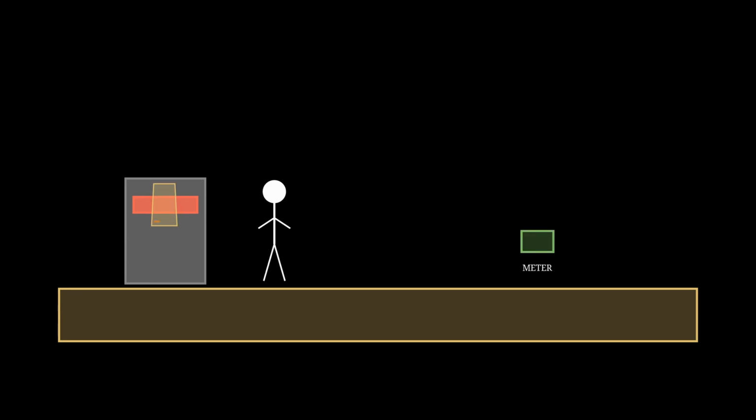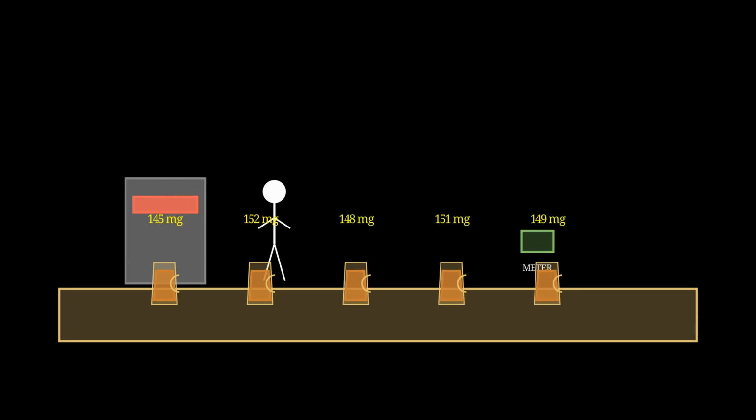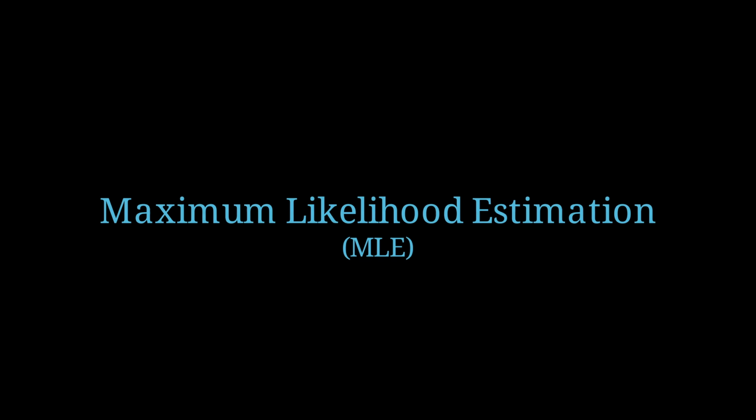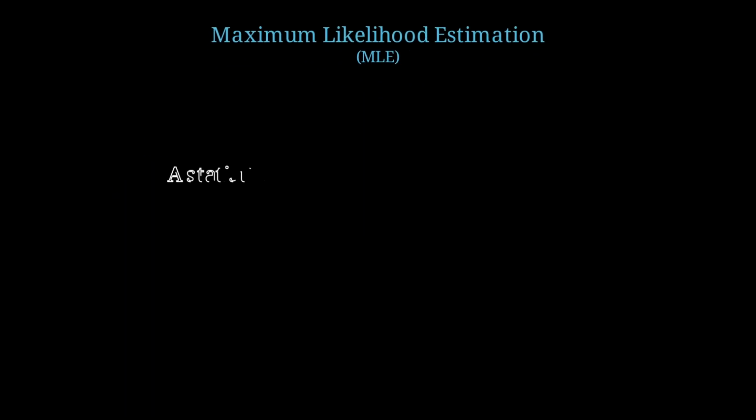Well, one way is to test multiple cups of coffee from the shop and measure their caffeine content. But here's the catch. Each cup might vary slightly. So, how do you determine the most likely true caffeine content based on your measurements? This is exactly where maximum likelihood estimation, or MLE, comes into play.